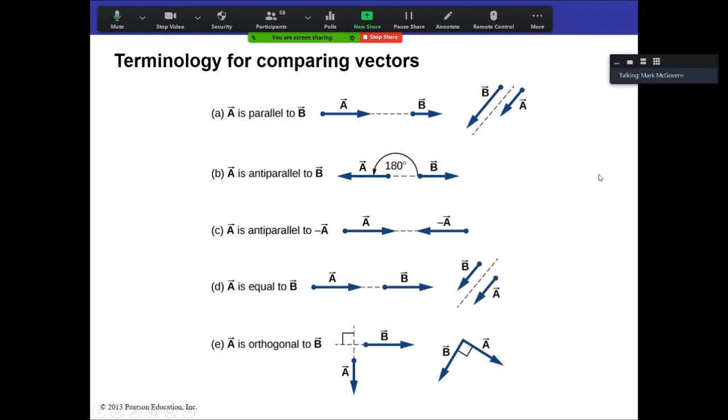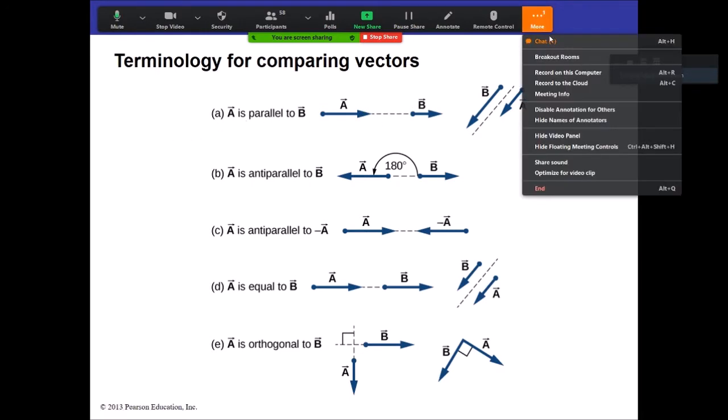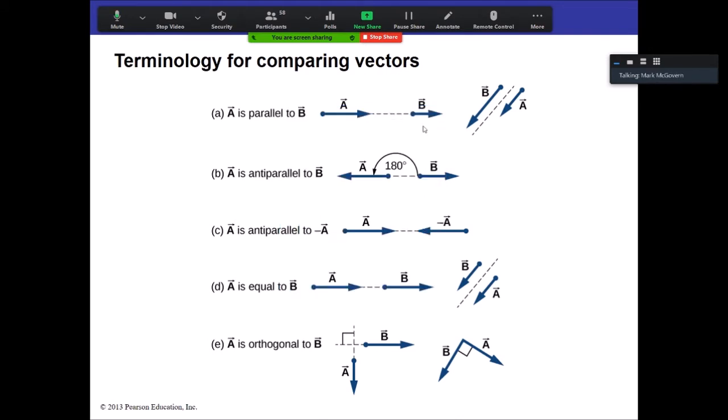All right, so let's look at different terminologies for these vectors. A and B are parallel to each other. Why? Because they point in the same direction. Easy. Part B, these are anti-parallel vectors because they point in different directions.